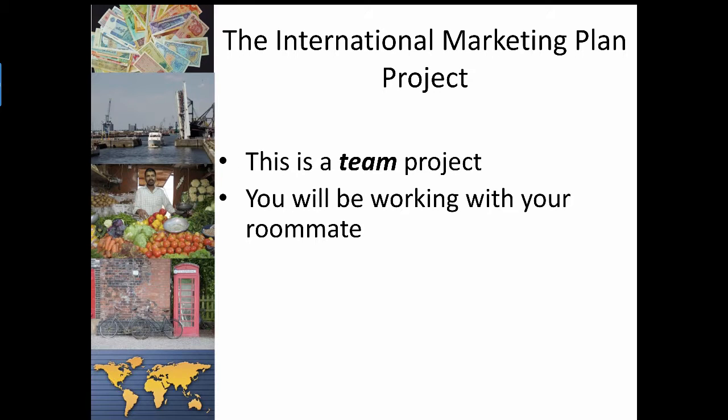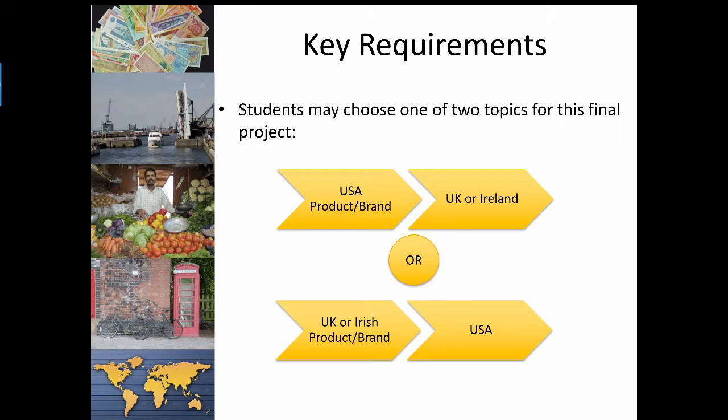First, the International Marketing Plan Project is a team project. You will be working with your roommate unless you don't have one. If you don't have one, we will find a team for you to work with. The key requirements start with you choosing one of 2 approaches to the project. Either you're going to choose a US brand that is not available currently in the UK or Ireland, or you're going to choose an Irish or a UK brand that's not available in the US.